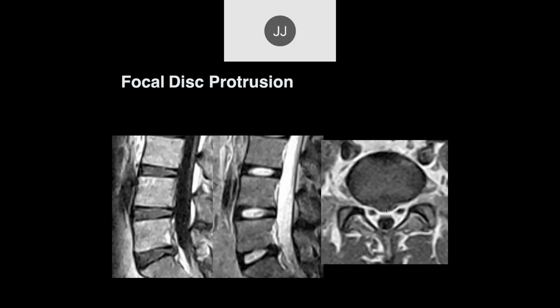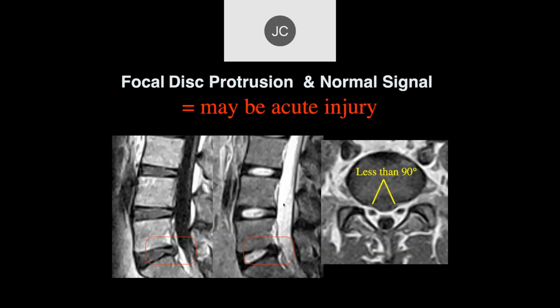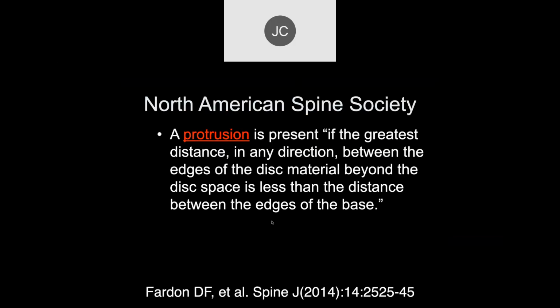So here we can see a focal central protrusion at less than 90 degrees, but in this case we still have a normal hydration of the nucleus pulposus, and that's important. And this could be an acute injury. Okay, and then a protrusion by definition, this is their definition.